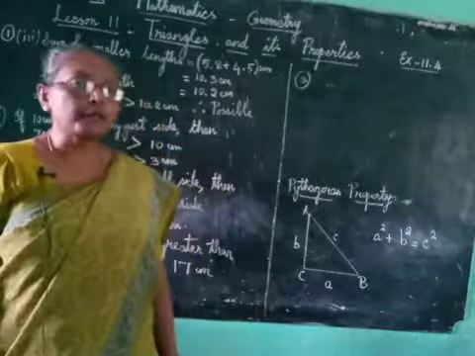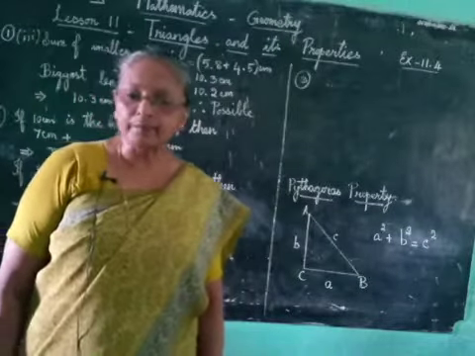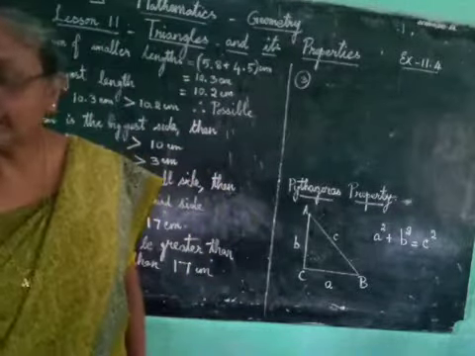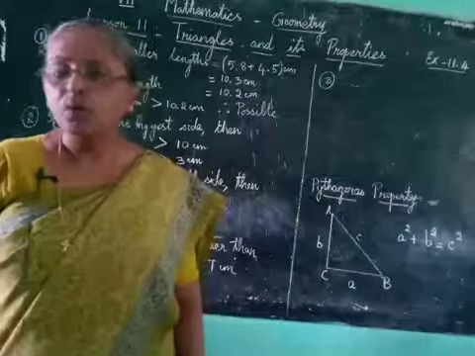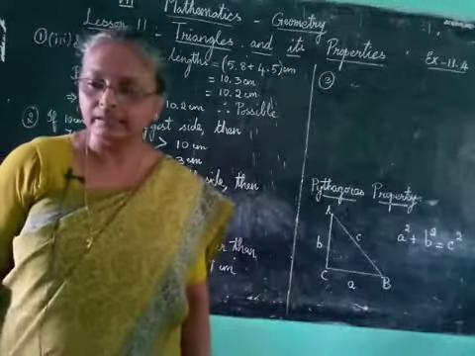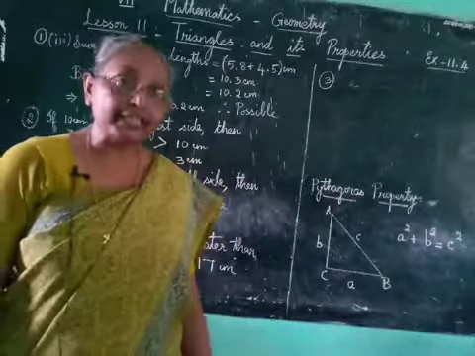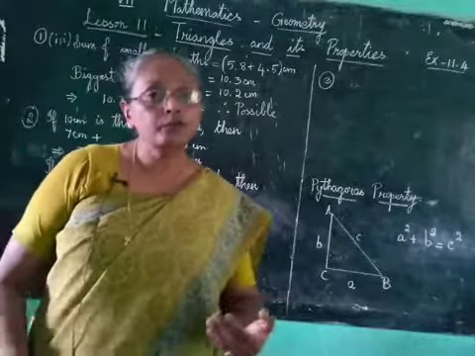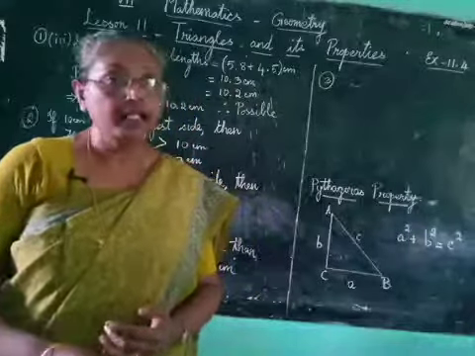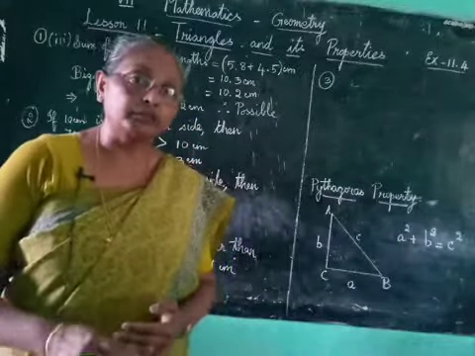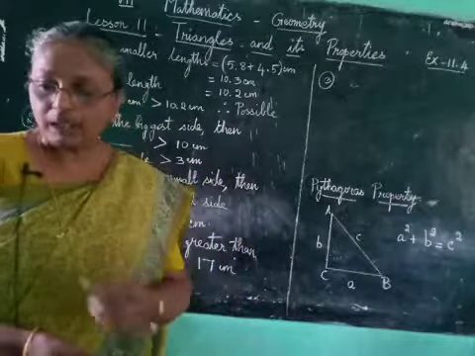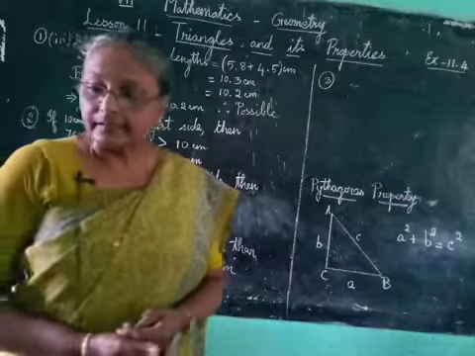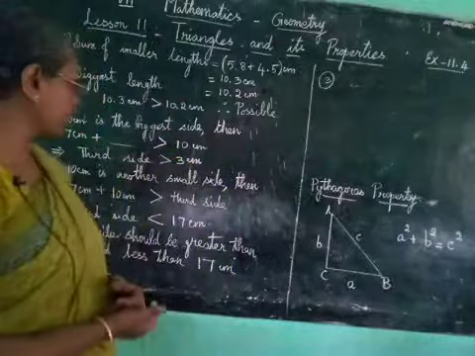Now we will see some sums from exercise 11.4. The first sum you can see: is it possible to have a triangle with the following sides? Here we have to check whether the sum of the lengths of the two smaller sides is greater than the length of the third side. So we will see the smaller sides. You can take the third subdivision, you can see it here.